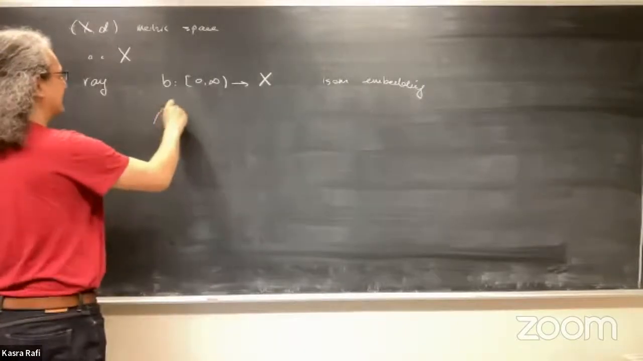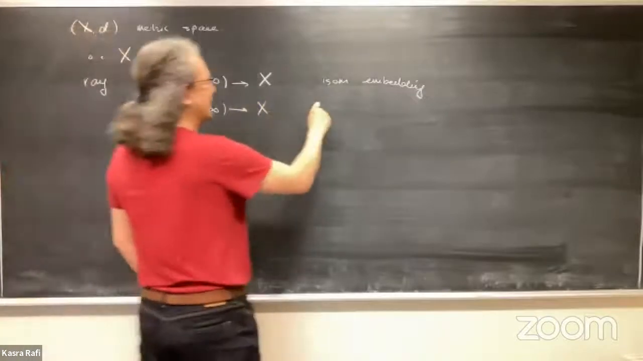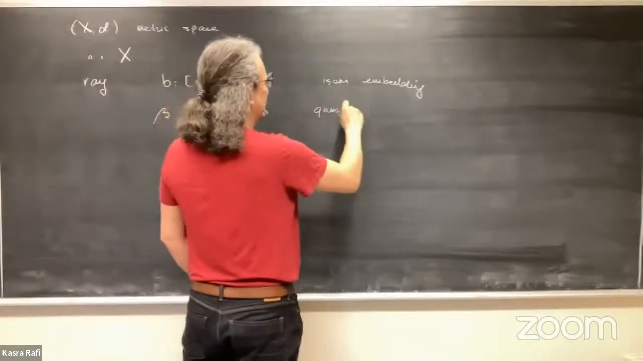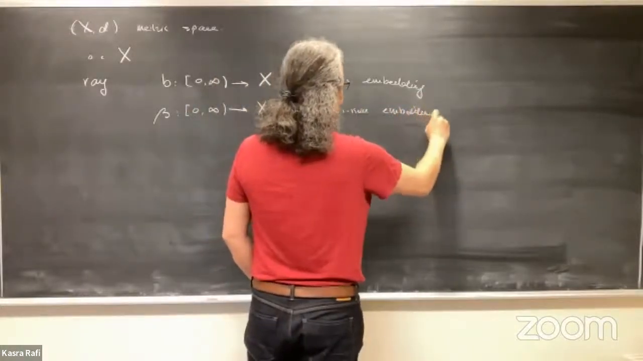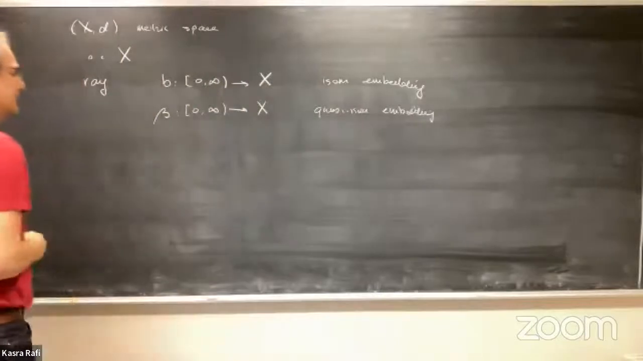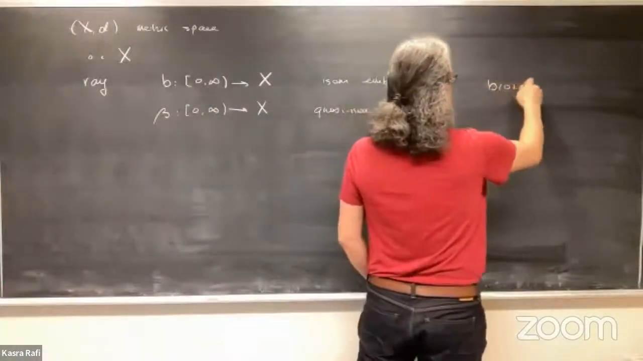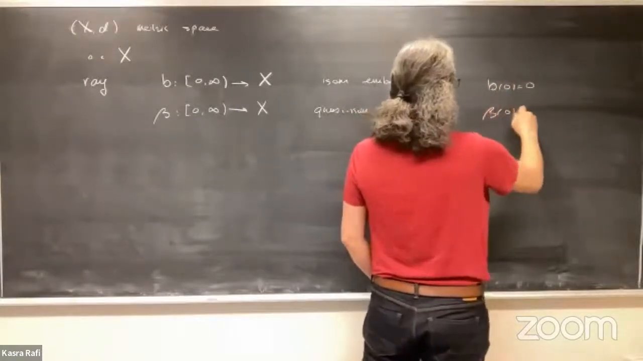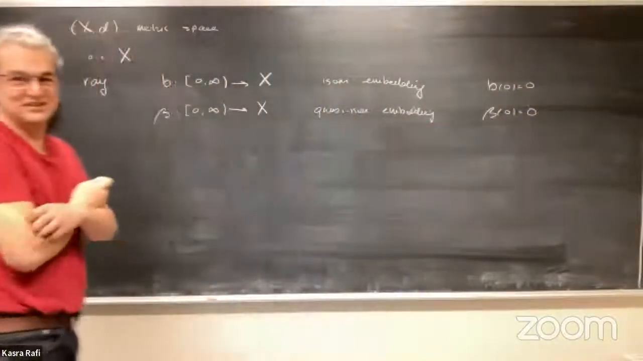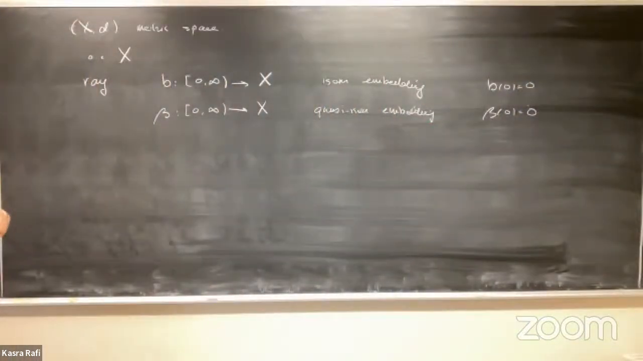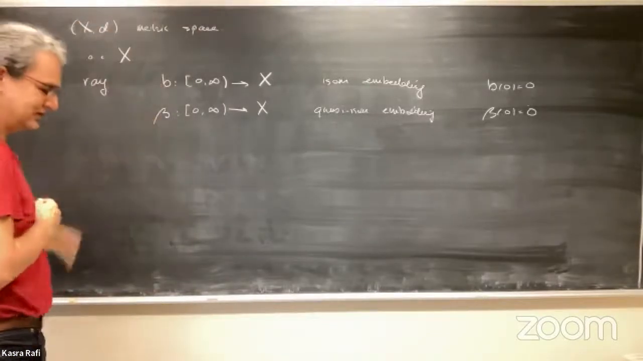If I write beta, usually I mean it to be a quasi-isometric embedding. So these are geodesics and these are the quasi-geodesics. I'm always assuming that the base point is the beginning of the ray. This is b(0) and this is O, which is our base point. So we pick an object which is a geodesic or a quasi-geodesic.